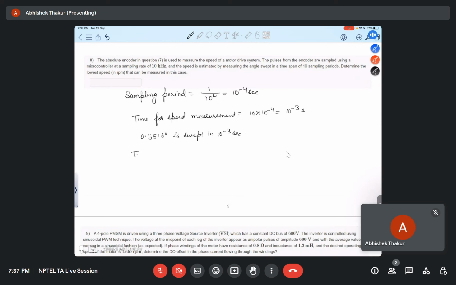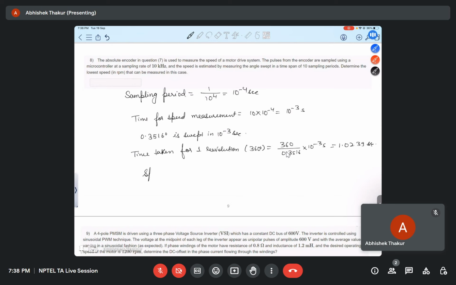And the time taken for one revolution, that is 360 degrees, is equal to 360 by 0.3516 into 10 to the power of minus 3 second. So we'll get this as 1.0239 second.